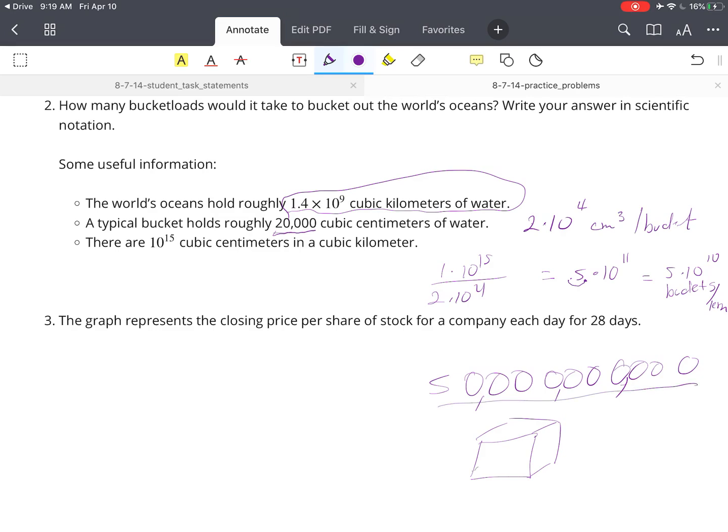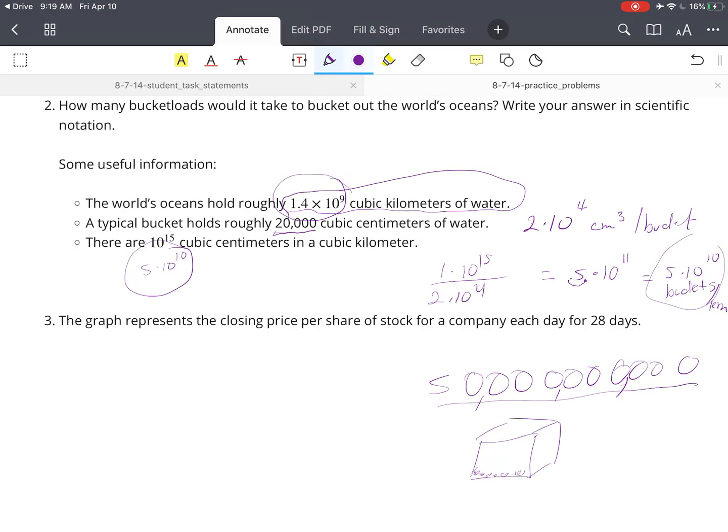That's how many buckets you would need to remove this much water. But we need this number here, 5 times 10 to the 10th, because now we know how many buckets there are per kilometer. What do you think we're going to do with the number of buckets per kilometer and how many cubic kilometers of water there are in the ocean? Yep, we're going to have to multiply. We're not actually dividing here. We're multiplying because we need to know the total amount of buckets.